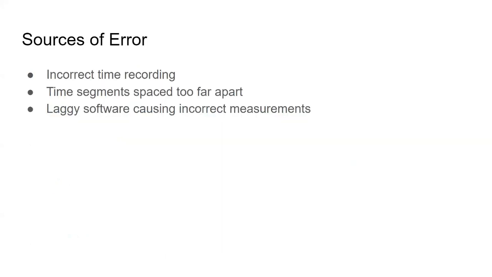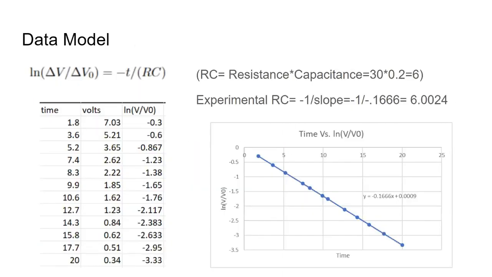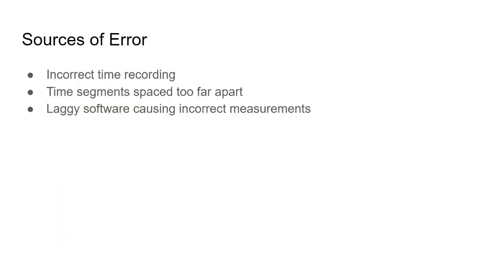And finally, possible sources of error would be incorrect time recording, so just not pausing and starting the time exactly in line with the experiment. Time values being placed too far apart could alter the data of the line. As shown here, our time segments are at least a second and a half apart mostly, so if they were closer together, it would be more accurate data. And then finally, the software did lag at some point, which made it so sometimes I would press pause and it would take a second to stop, which meant the time data could be off due to something like that. And that's it.